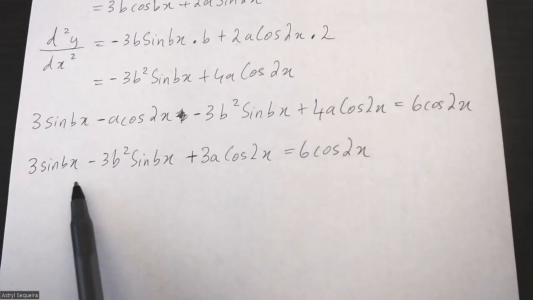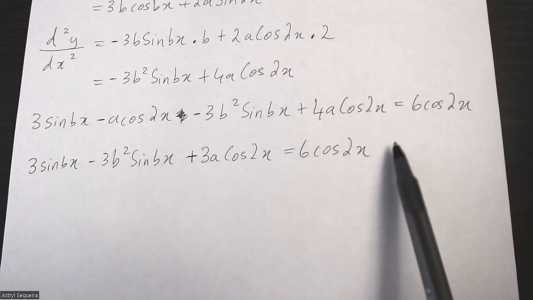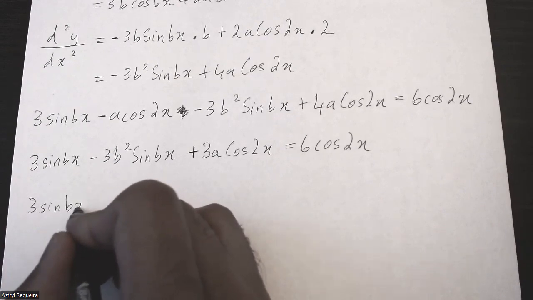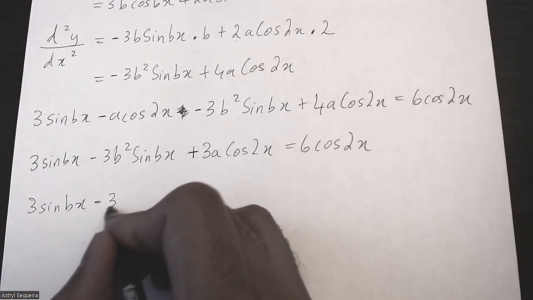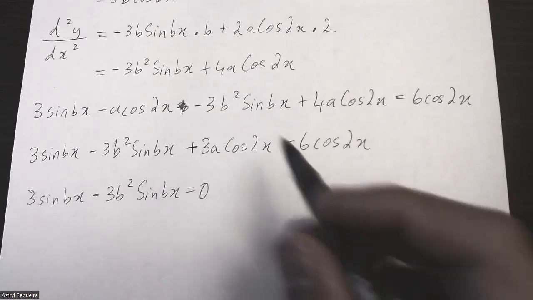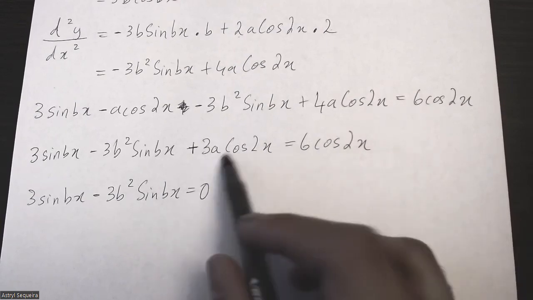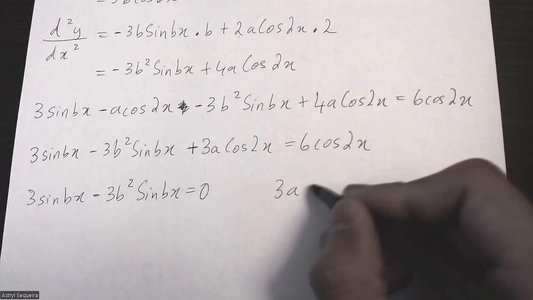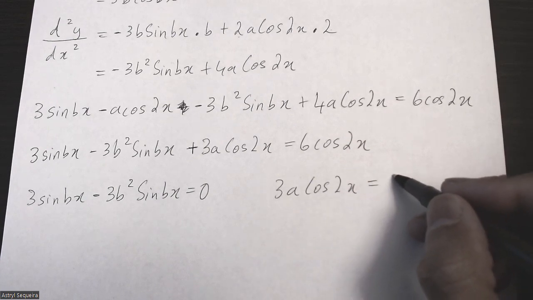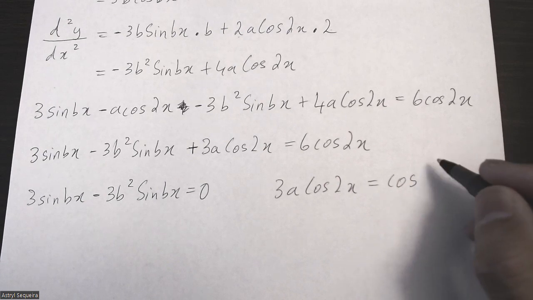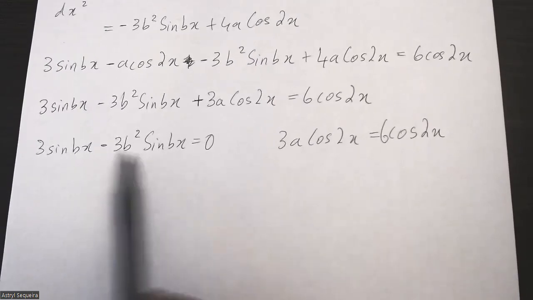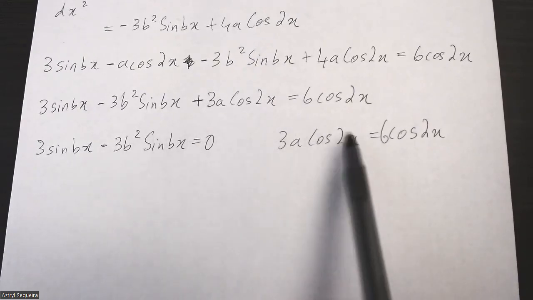So now if I compare the two sides, there are two sine terms here, but there's no sine term here. So I know that 3 sine bx minus 3b squared sine bx must equal 0. And over here, I know that there's only one cos term on each side, so 3a cos 2x must equal 6 cos 2x. Now I just have to solve each of these individually.